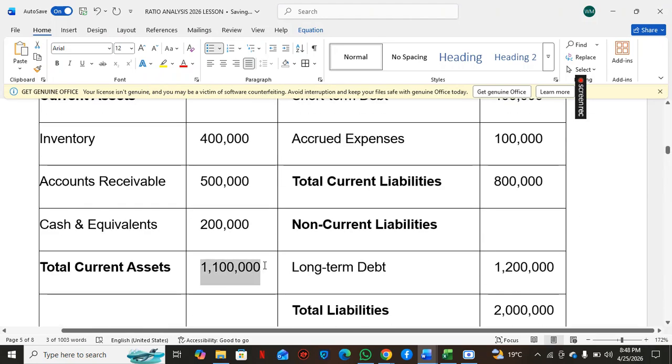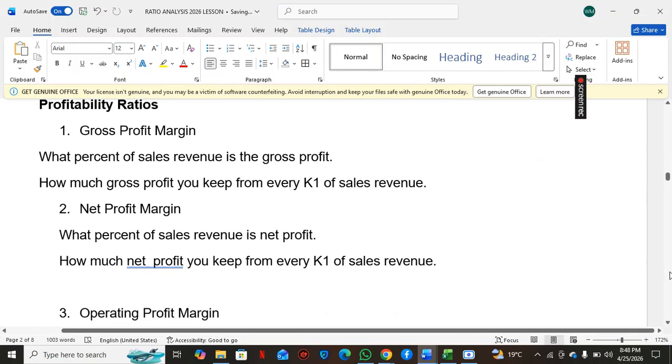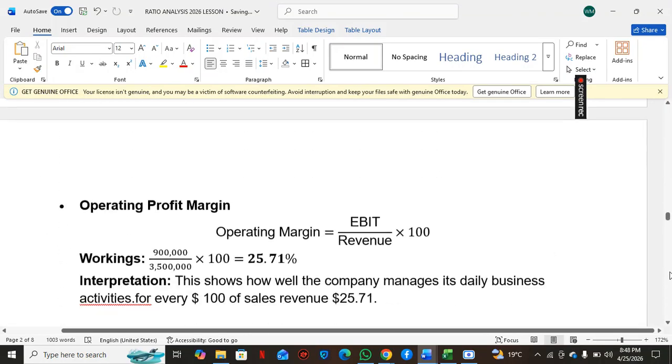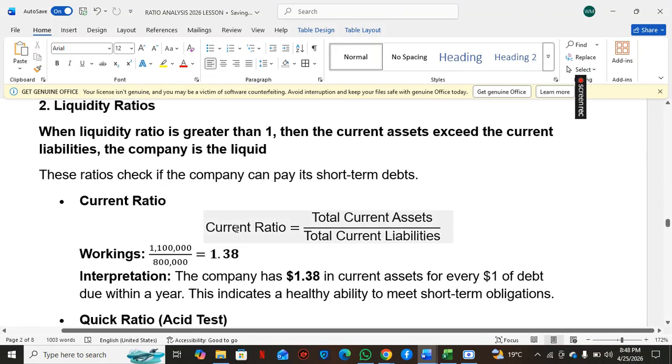Total current assets here. And we have our current liabilities here, 800,000. So you're just going to do 1,100,000 divided by 800,000. You get 1.38.